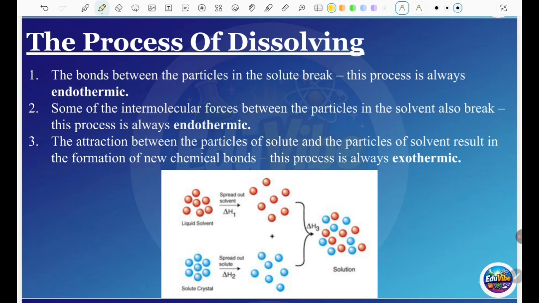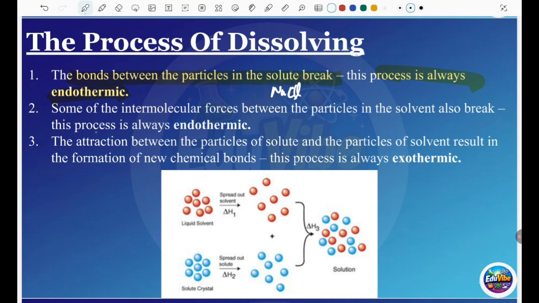There are 3 steps. The first step is that the bonds between the particles in a solute break. If we take a salt like NaCl, which is a solute, firstly the particles of the NaCl can be broken. This process is always endothermic, because energy is absorbed.